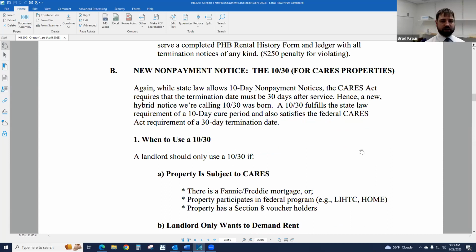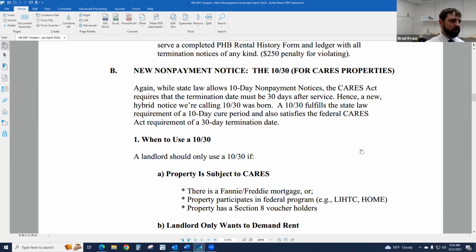So the new notice, or one of the new non-payment notices for folks that still want to use a 10-day notice, but they are subject to the CARES Act. There is a 1030 notice. You'll see that form with some of the forms makers. As you kind of heard Adam and I talking back and forth, what I would say to this is that the utility of this notice is negligible at best. I don't think that the 1030 should be used at all, to be honest with you. I think simply using a for cause notice is going to be your best bet here.